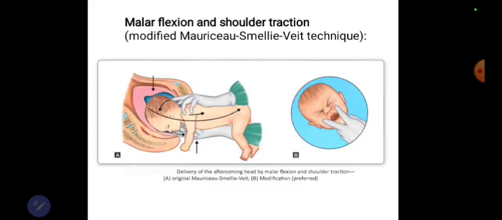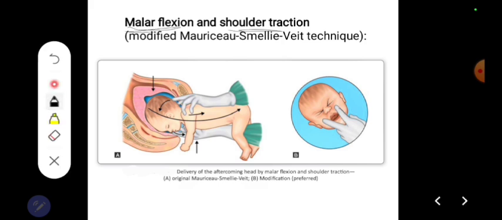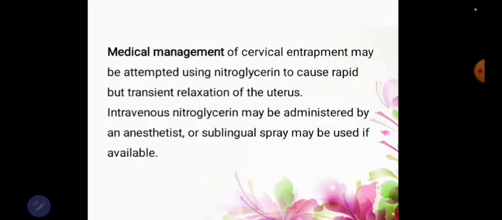There is a third maneuver called malar flexion and shoulder traction, the modified Mauriceau-Smellie-Veit technique. Two fingers, middle and index finger, are placed at the malar eminence to aid the flexion of the fetal head, and shoulder traction is used to deliver. Medical management of cervical entrapment may be attempted using nitroglycerin to cause rapid but transient relaxation of the uterus. Nitroglycerin administered by the anesthetist can be IV or sublingual spray.